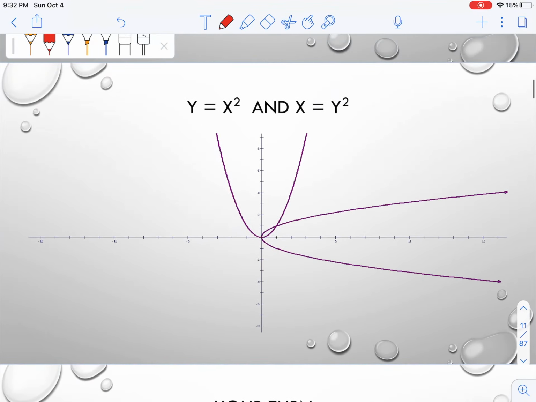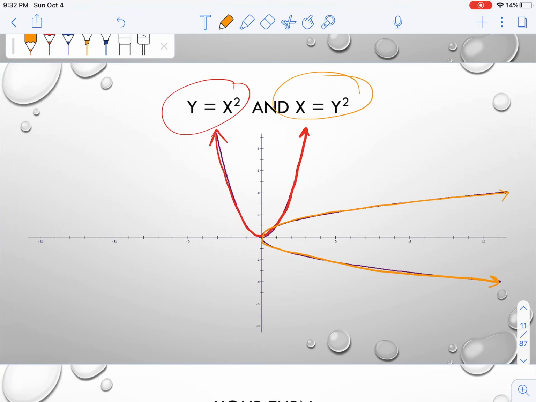Another example: y equals x squared, our basic parabola. This is a function. However, x equals y squared, which we call a sleeping parabola, a parabola on its side, is not a function because it fails the vertical line test anywhere that x is greater than 0. So just one more example of a function and something that wouldn't be a function.